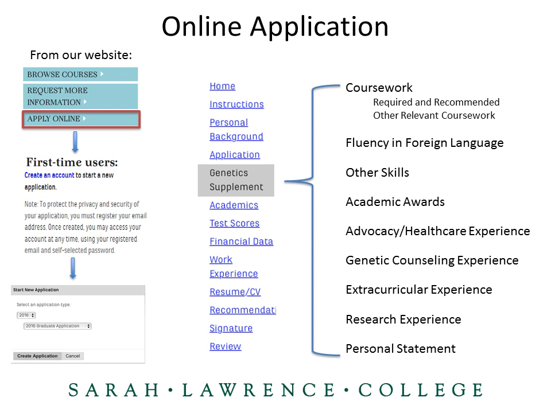Genetic supplement is really where the bulk of our application questions fall, and it includes information about coursework, and about other skills and awards that you may have. It includes advocacy and healthcare experience that we just discussed. It includes genetic counseling experience, extracurricular experience, and also your personal statement, which we'll talk a little bit more about.